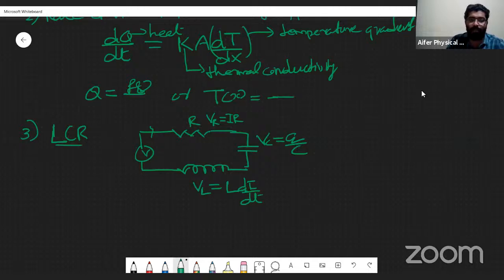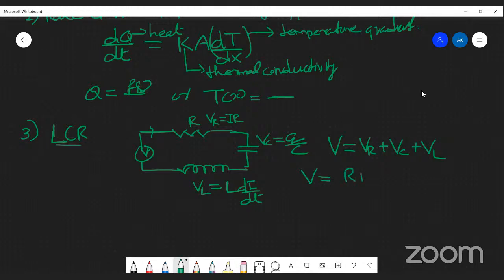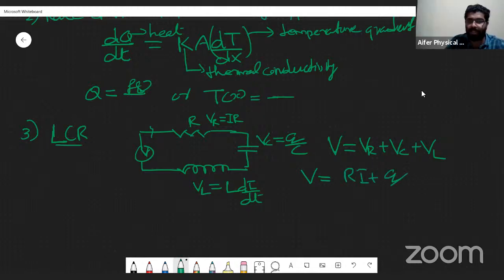Now, if we apply Kirchhoff's law, you know that the sum of the voltage drops across all the components is equal to the net voltage applied. That is V equals VR plus VC plus VL, right? So V equals, what is our VR? If I write that, I get RI plus VC, which is just Q by C, plus VL, which is L di by dt. If you see, this is a differential equation in terms of current.